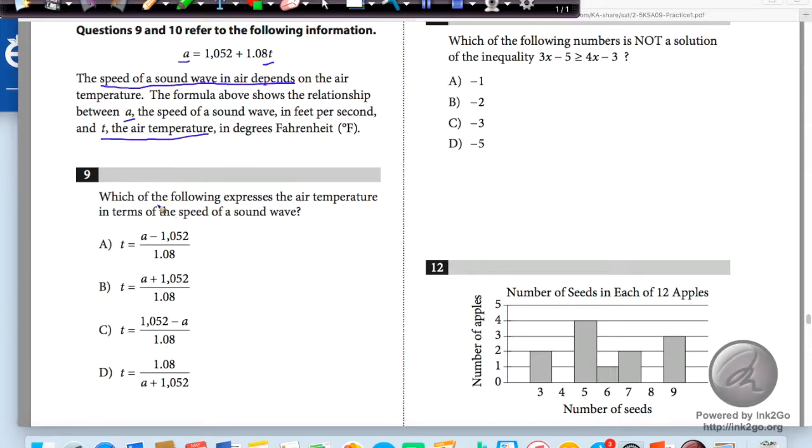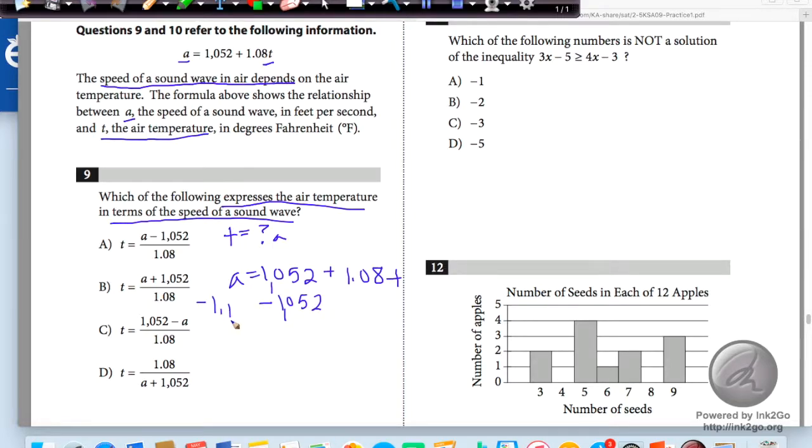Right, so question 9 is saying, which of the following expresses the air temperature in terms of speed of a sound wave? So really what they're asking is T equals question mark A, right? It's which of the following expresses the air temperature, or T, in terms of the sound wave, or A. So if I were to take the above equation, A equals 1052 plus 1.08 T, if I were to subtract 1052, right, and then minus 1052.